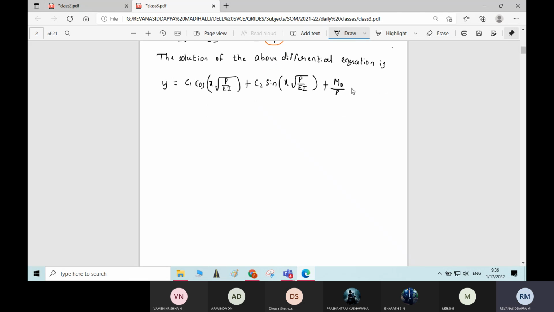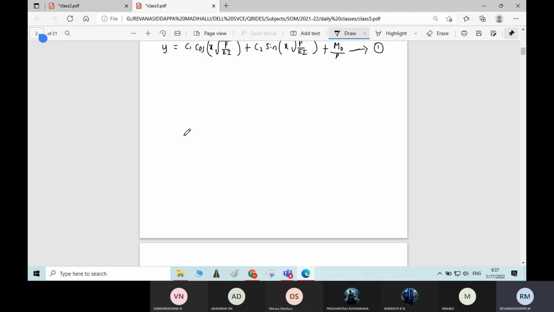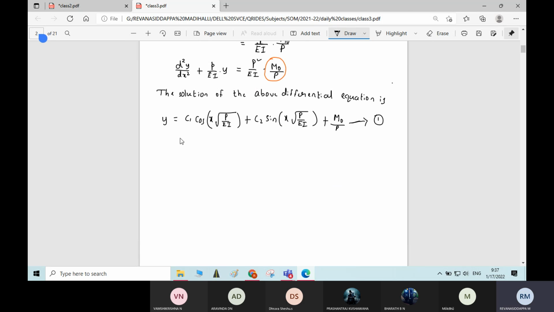Okay, now we got the solution for the displacement of the column at a section x, that is y is equal to C1 cos x root P by EI plus C2 sin x root P by EI plus M naught by P. You call this equation number 1, where C1 and C2 are constants of integration.